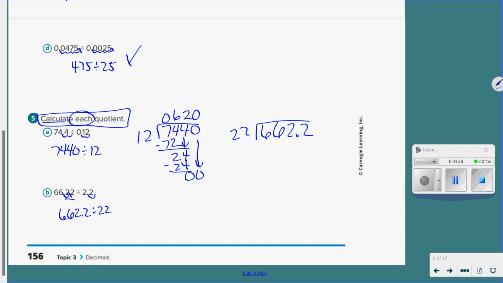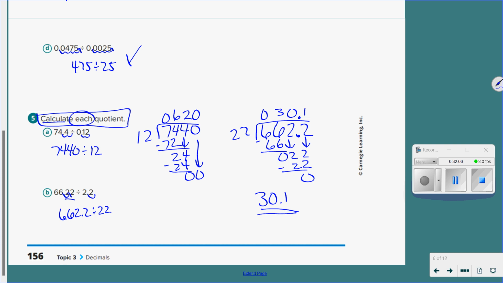22 is not going to go into 6, goes into 66 3 times. Subtract 66 gives me a 0. Bring down my 2. 22 does not go into 2, so I have to put a 0 there. And my decimal goes straight up into my answer. My next number comes down. 22 goes into 22 once. So my answer here is 30 and 1/10.